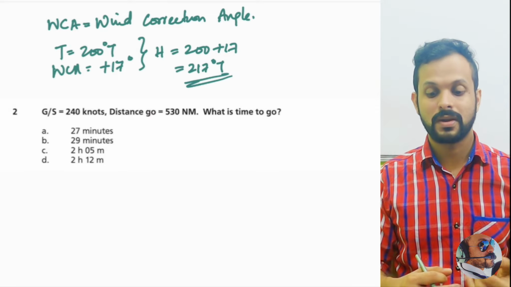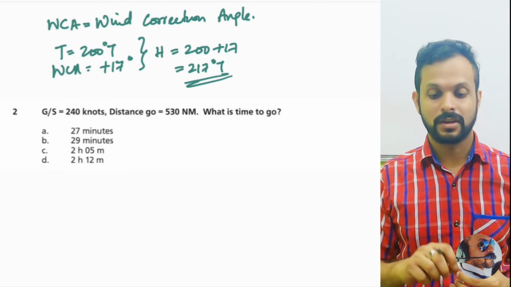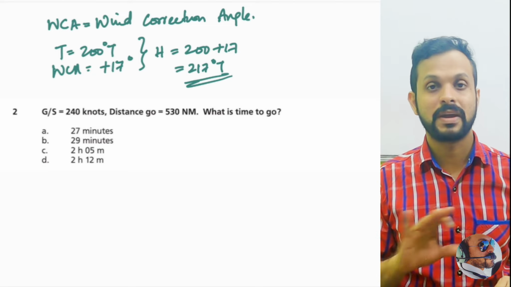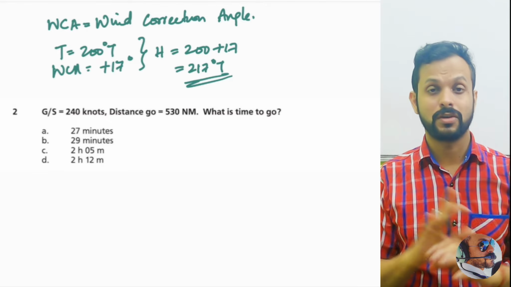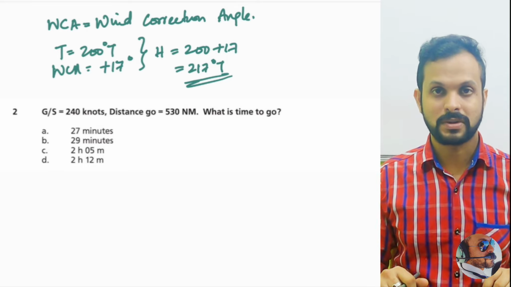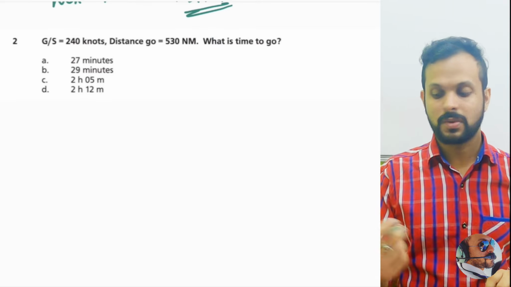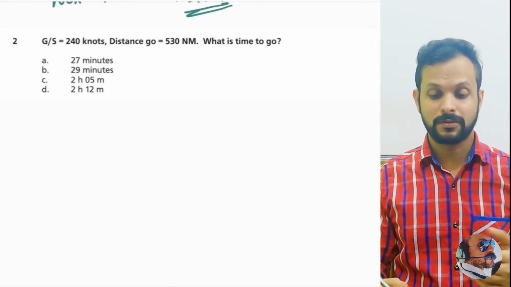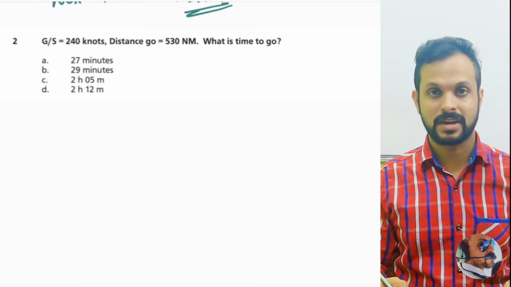They'll give you ground speed and distance and ask you to find time. They'll give you ground speed and time and ask you to find distance, and so on and so forth. Speed, distance, time, basic equation. I'm not really going to dwell more on this particular question. So, just going through it very quickly: ground speed is given as 240 knots, distance is 530 nautical miles. What is the time to go?